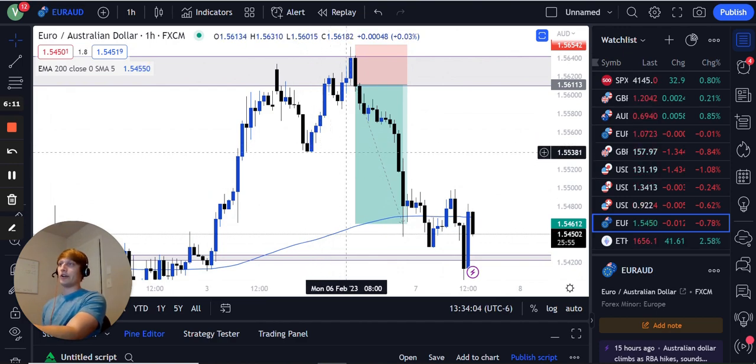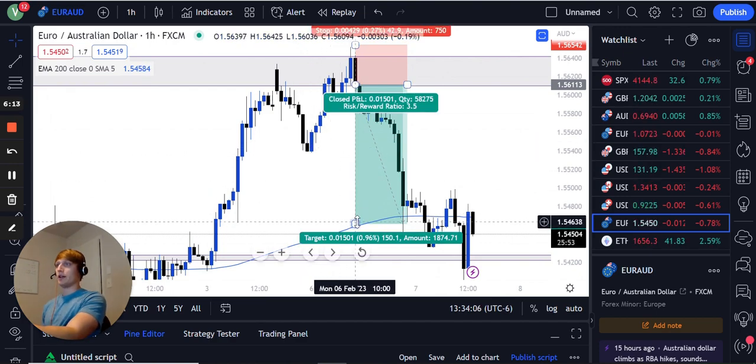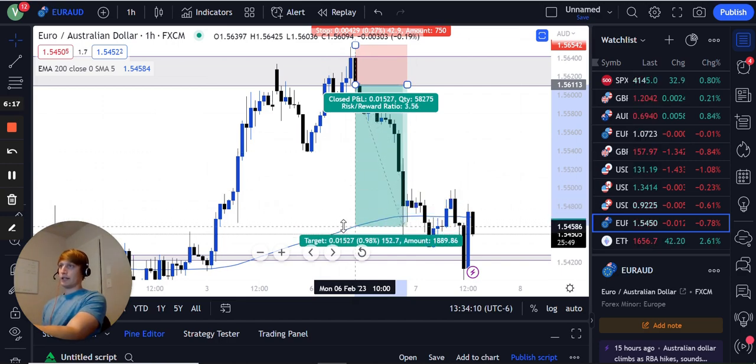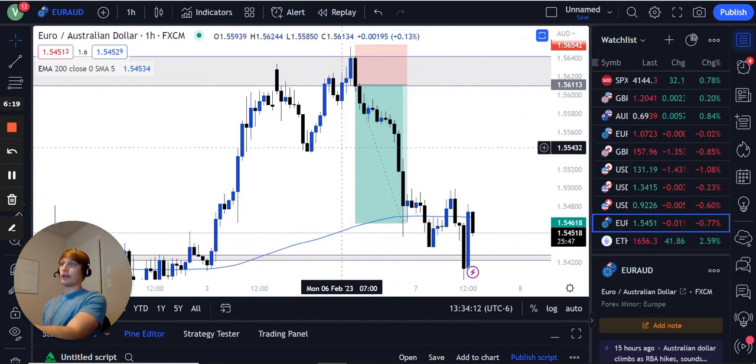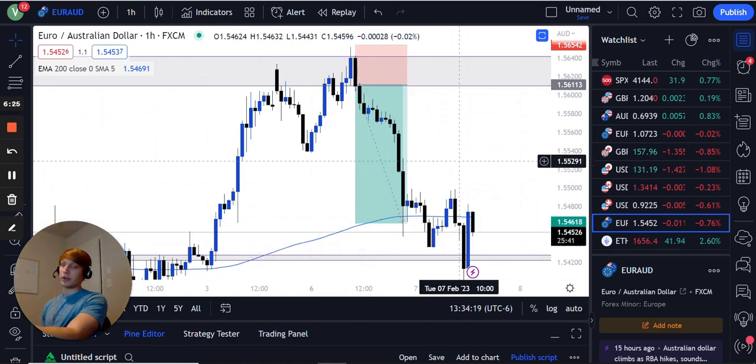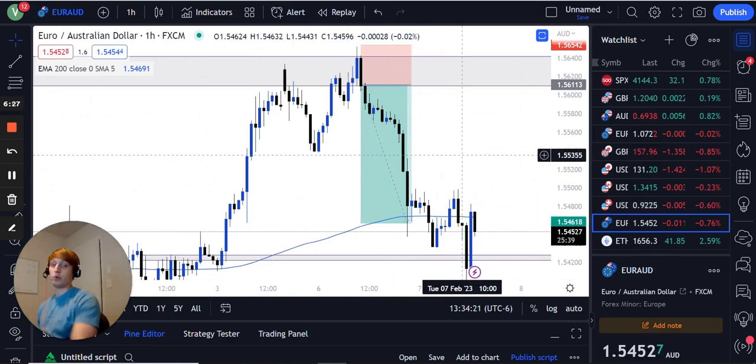And I believe this was the area that I took my first TP at, around right here-ish. And so around a 1 to 2 risk to reward, I took my larger position out and put my runner at break even, and then my runner went all the way to the 150 pips, full TP.